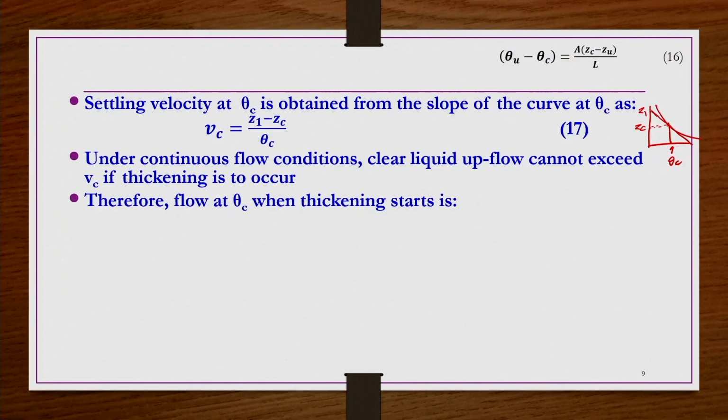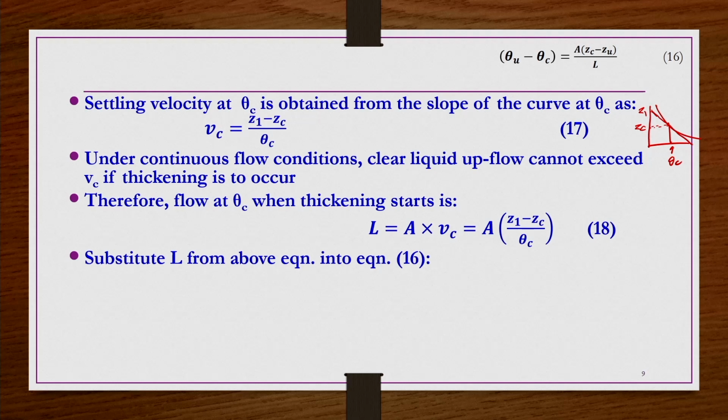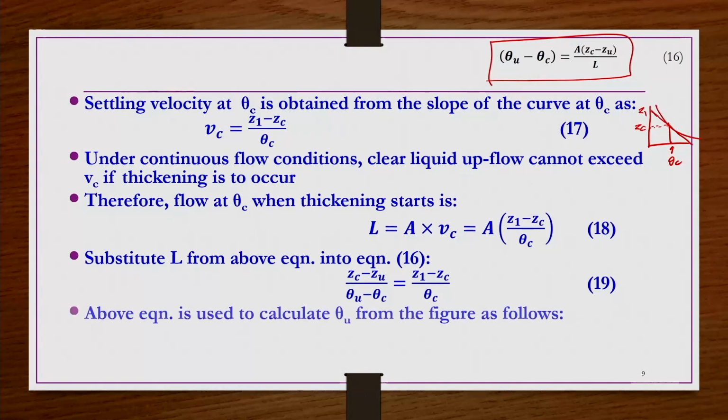Therefore, the flow at theta c when thickening starts is L is equal to A into Vc, where Vc is Z1 minus Zc by theta c, as we have just seen. Now substitute L from the above equation into equation number 16, which we saw on the previous slide. When you substitute, you get Zc minus Zu by theta u minus theta c is equal to Z1 minus Zc divided by theta c.